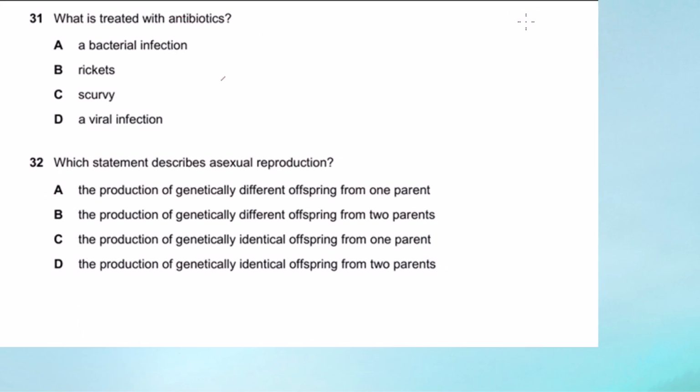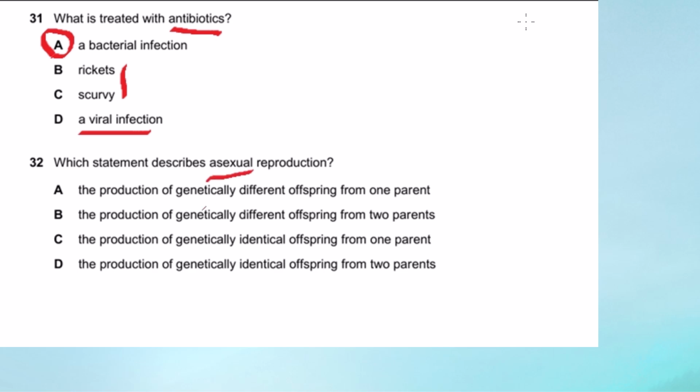So the next one here is also quite simple, and they ask what is treated by antibiotics. Well, rickets and scurvy are diseases you get from malnutrition. Viral infection can only be treated by antiviral drugs. So the only one left here is, of course, a bacterial infection, which is also what penicillin, with its antibiotic, treats.